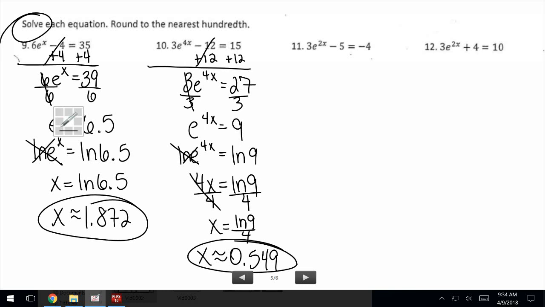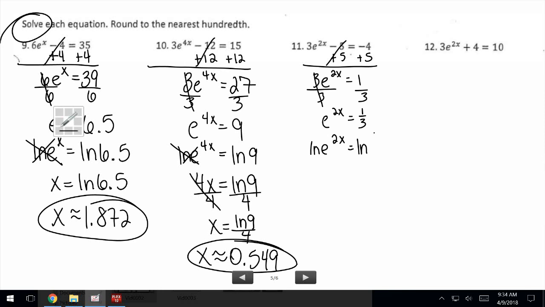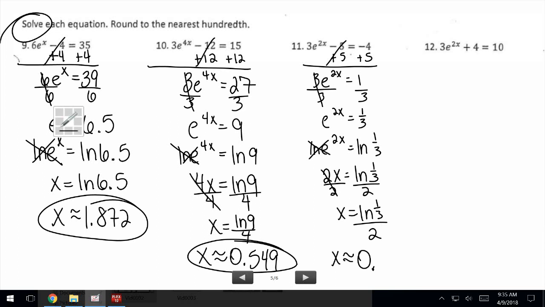Looks pretty good on number 11, guys. Was it negative? 49? 549? Alright, looks pretty good, guys. Alright, one more. Come on, one more.